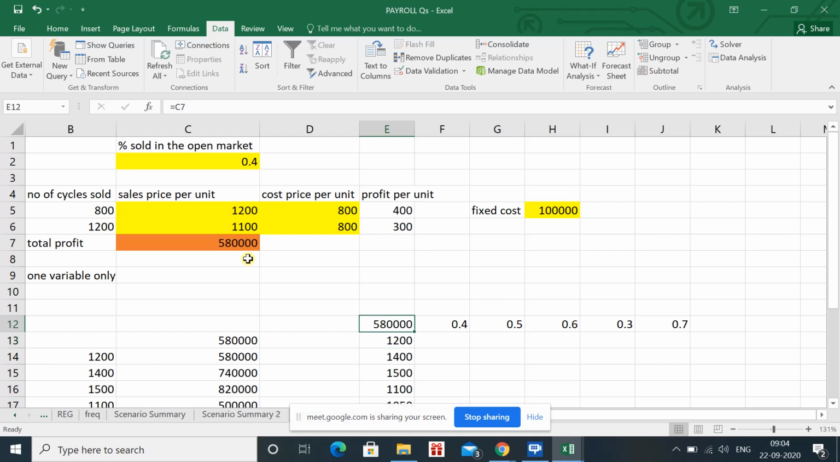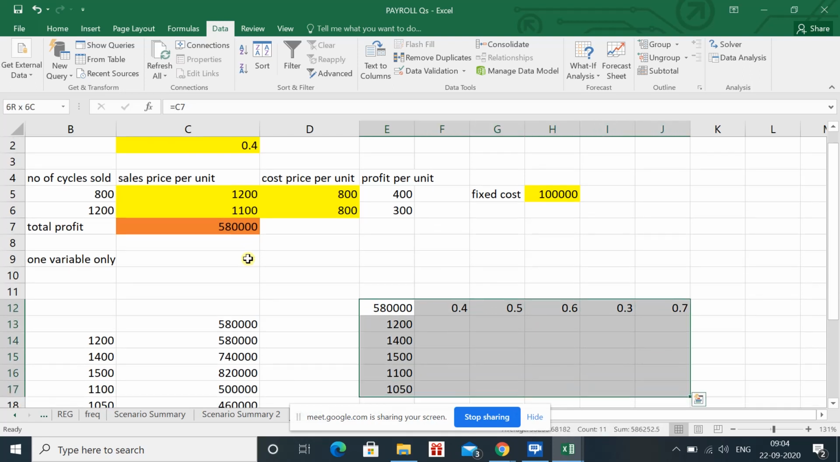Now, first of all, by simple shift and arrow keys, you have to select the portion where you want to apply the data table. After selecting this, you will go to Data. After Data, you will go to What-If Analysis. In What-If Analysis, we have the data tables where multiple inputs can be applied. So we will click on Data Table.